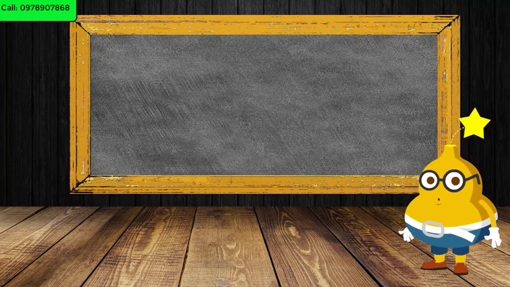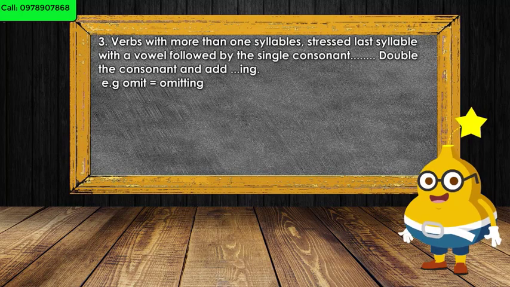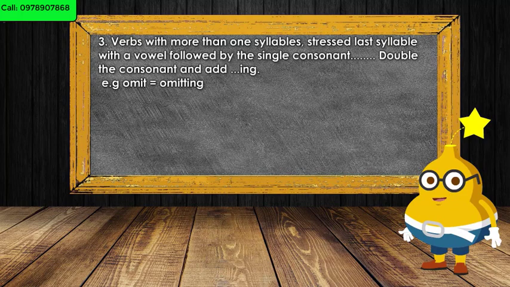As we continue to discuss spelling rules, you should note that if the verb has more than one syllable and the last syllable is stressed and contains a single vowel followed by the single consonant, we double the consonant and add ing. For instance, to omit is written as omitting with double T.